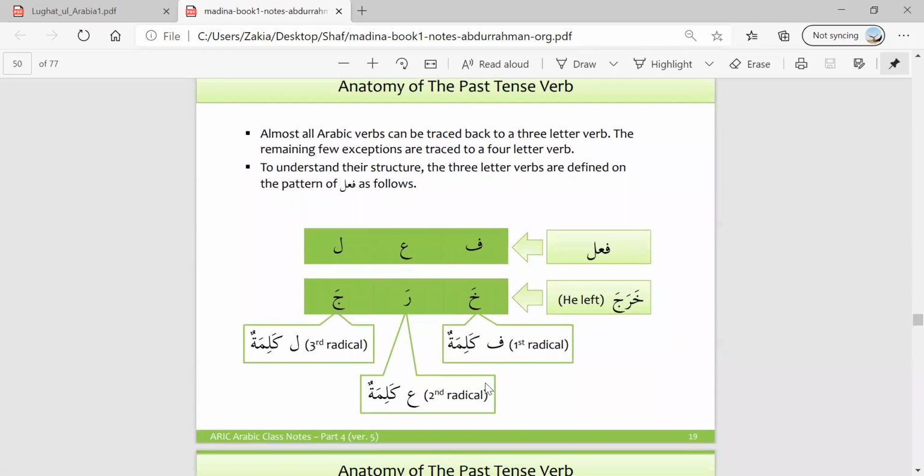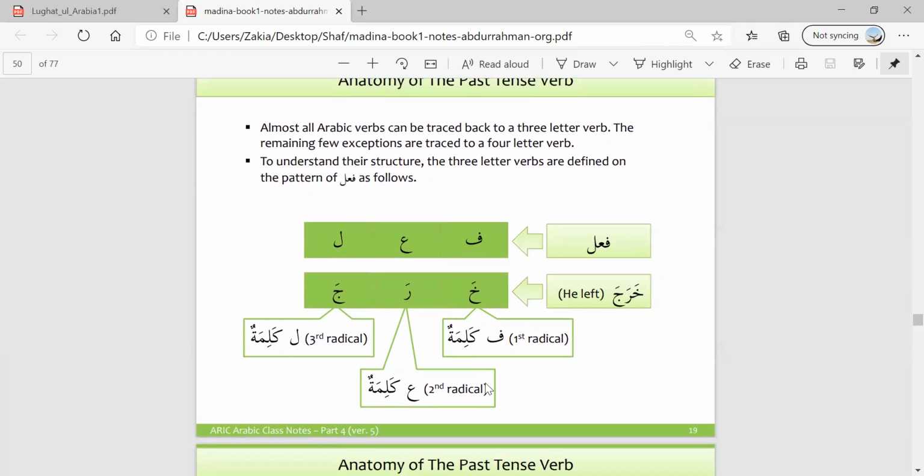Almost all Arabic verbs can be traced to a three-letter verb. Mainly the Arabic verbs are three letters, but again, we have exceptions to the rule. That's not all the time. They can go up to 6, but most of them are 3. The remaining few exceptions are traced to 4-letter verbs. To understand the structure, the 3-letter verbs are defined on a pattern of fa'ala.